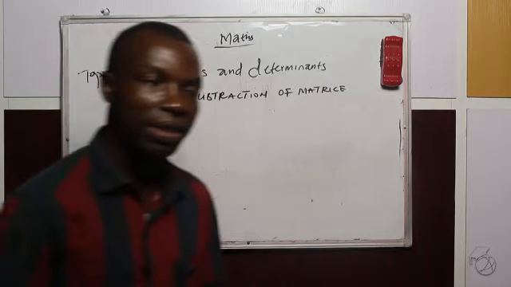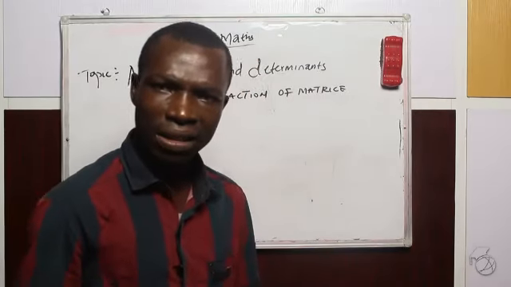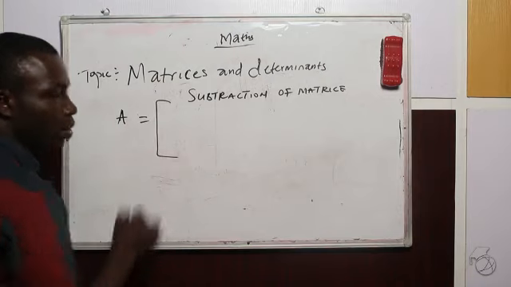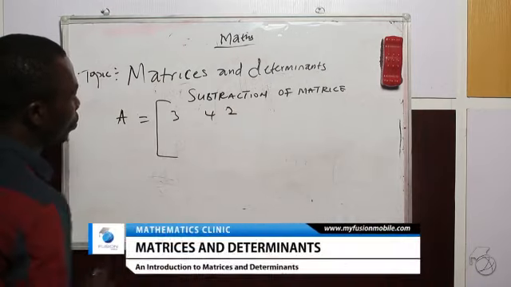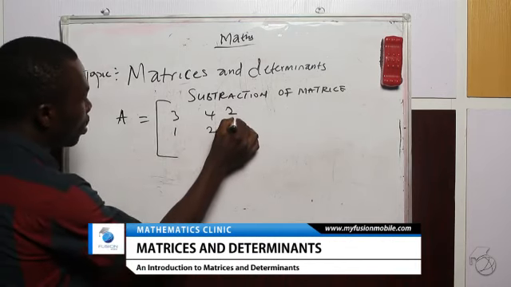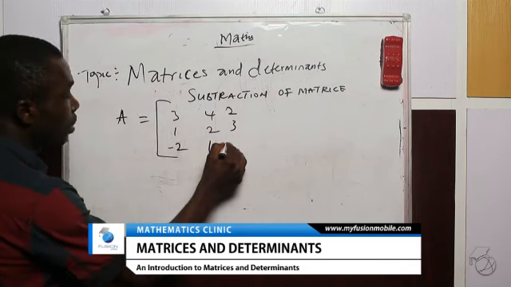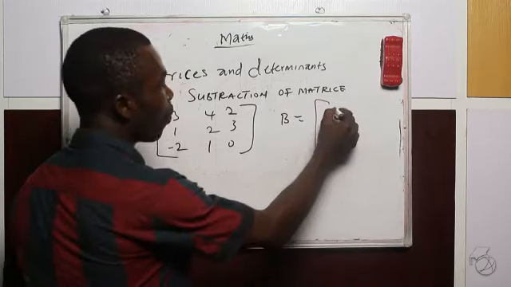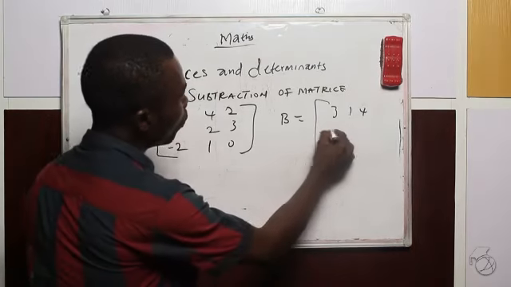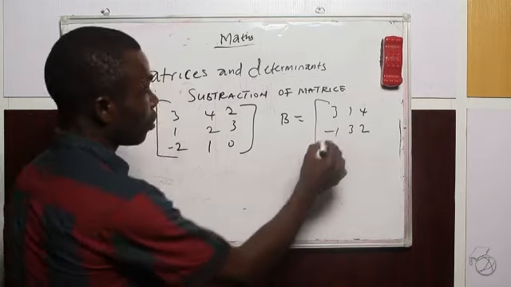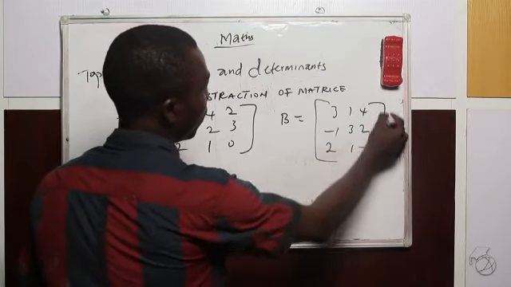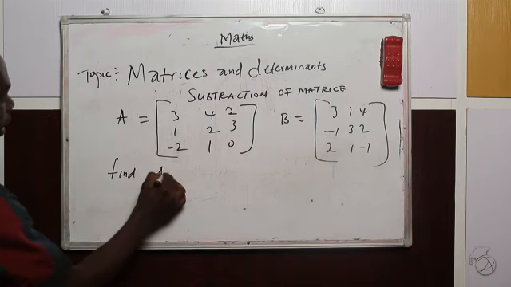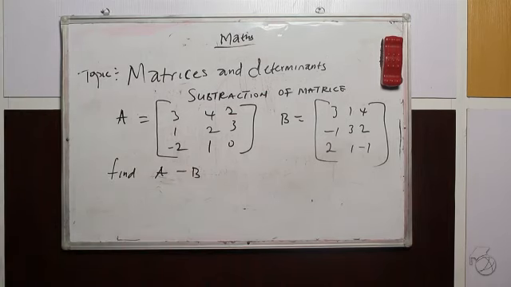Subtraction of matrix. Let us consider an element in matrix A, that is, if A is equal to 3, 4, 2, and 1, 2, 3, and minus 2, 1, 0, and our B is equal to 3, 1, 4, minus 1, 3, 2, and 2, 1, minus 1. Then find A minus B.